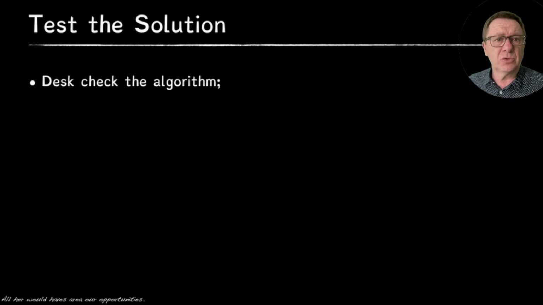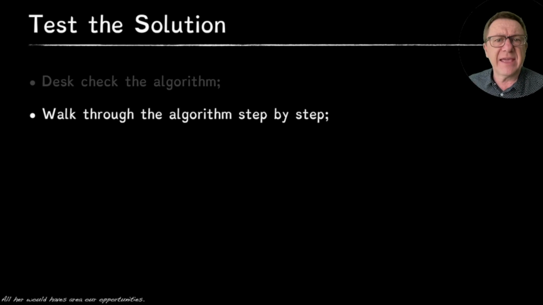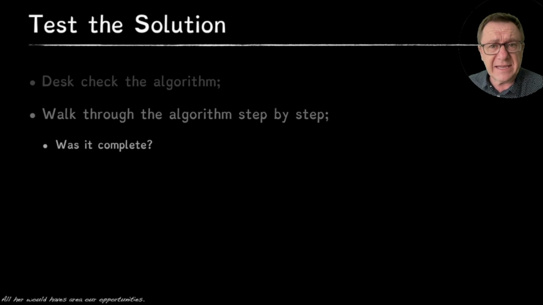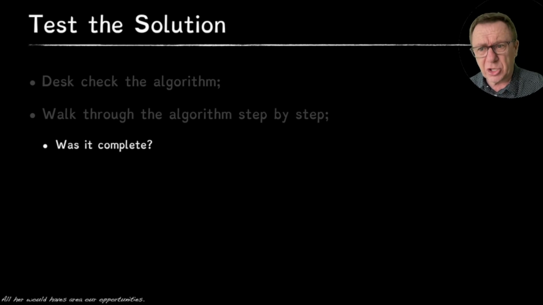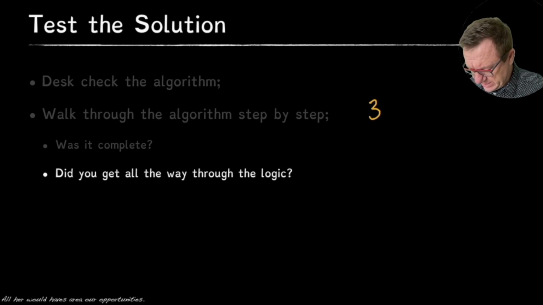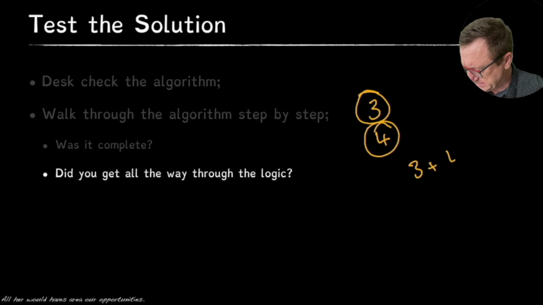Now we test the solution, and I say we desk check the algorithm, walking through it step by step. Was it complete? Did it do what it needed to do? And if we think about that one, if I say input num1, remembering back to it, I'll say my number was 3. Then, was it complete? Did you get all the way through the logic? Next step was input num2, I'll put 4 in, and then the next one was sum equals num1 plus num2, 3 plus 4.